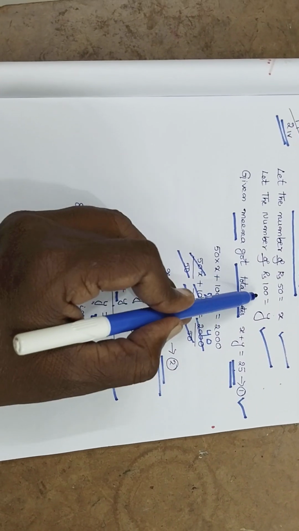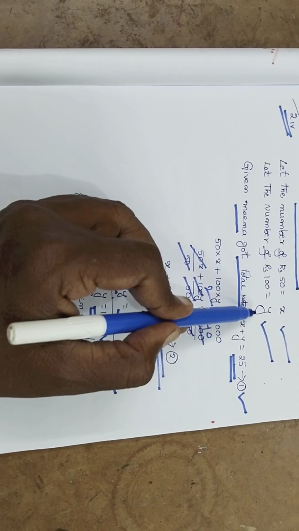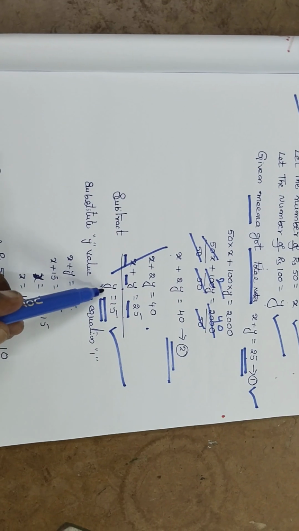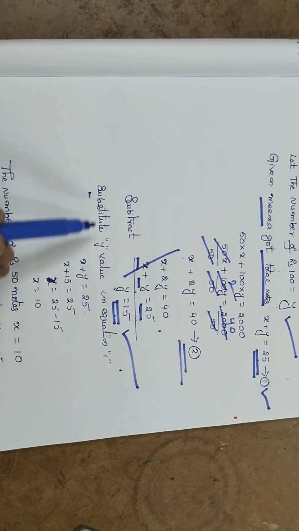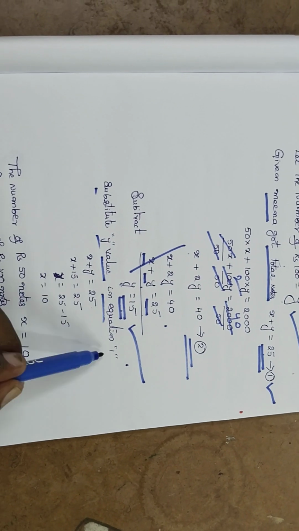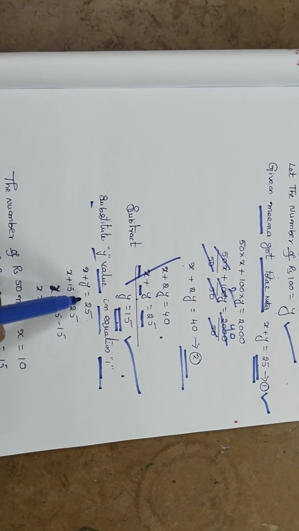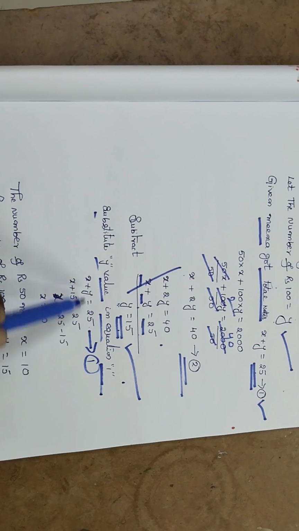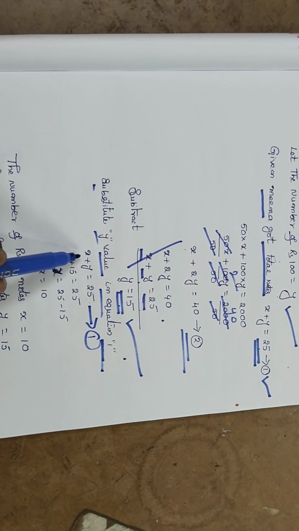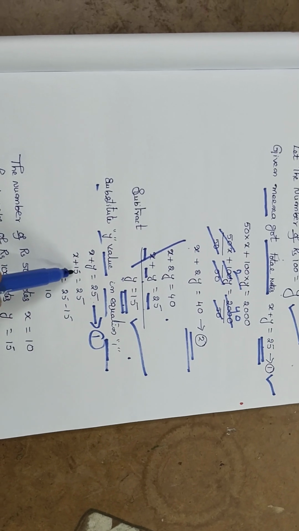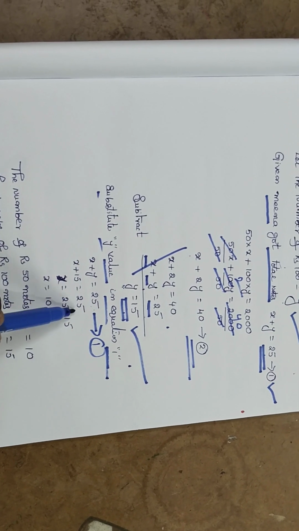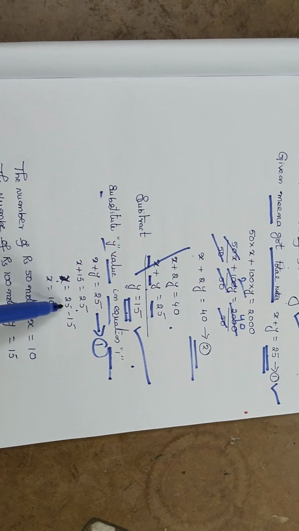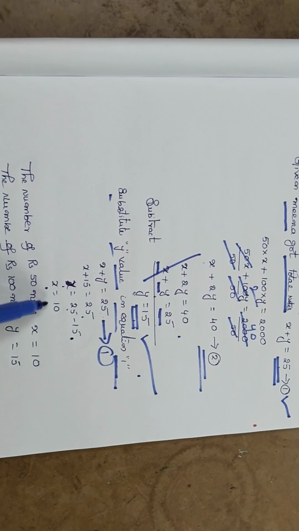The number of 100 rupees notes, y, is 15. Substitute the y value in equation 1. What is the first equation? x plus y is equal to 25. x plus 15 is equal to 25. x is equal to 25 minus 15. x is equal to 10.